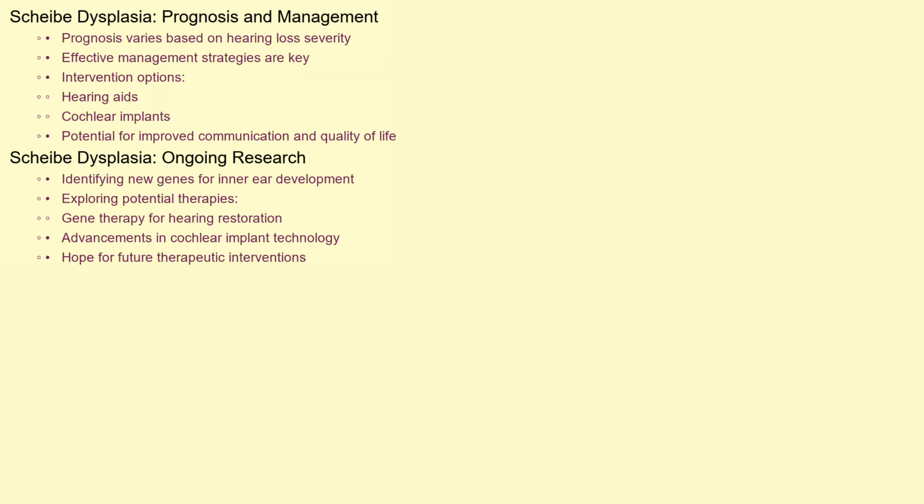Ongoing research is focused on identifying new genes involved in inner ear development and exploring potential therapies, such as gene therapy, to restore hearing function. Advances in cochlear implant technology are also continually improving the outcomes for individuals with severe hearing loss due to Scheibe dysplasia. This offers hope for future therapeutic interventions that may be able to address the underlying causes of the condition.